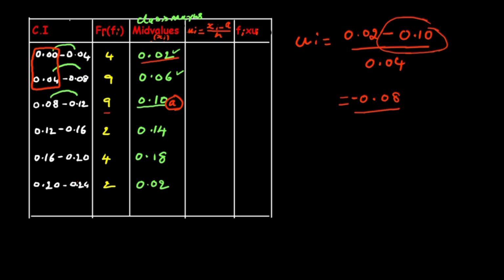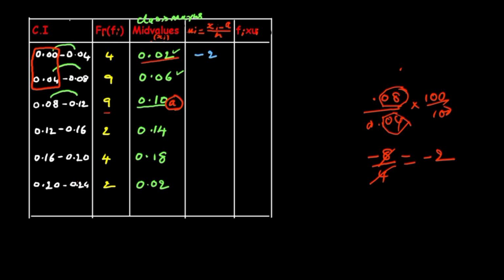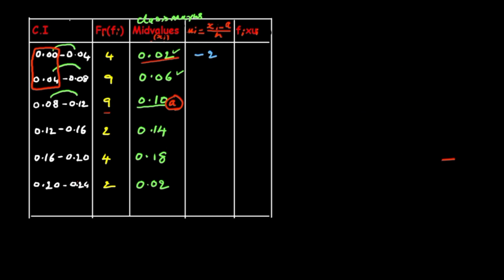So divided by 0.04. To remove the point you can multiply by 100, because there are two digits after the point. Then this is minus 8 by 4; by cancelling these two you will get minus 2, correct? So now I am taking minus 2 here. Okay, so the next one again. Okay, so this is the process to find ui.